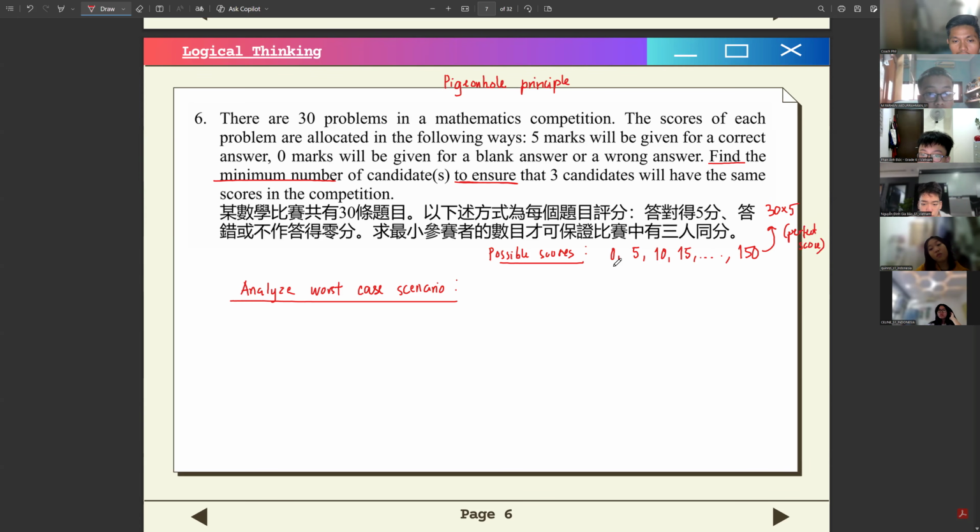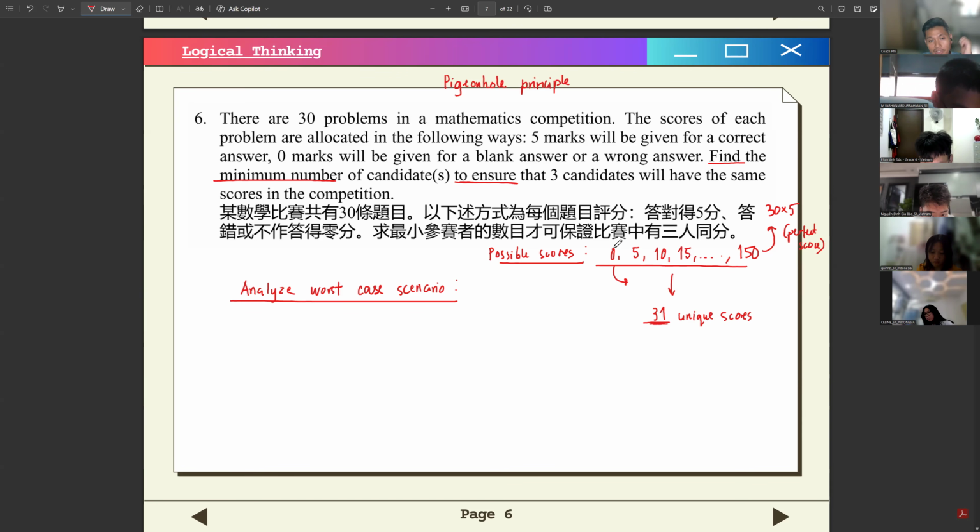This is if you are perfect 0, no? You have no correct answers. So these are the possible scores. So how many unique scores do we have in total? There's 31, right? 31 possible scores. Why is it 31? From 5 to 150, those are just the 30 multiples of 5, but we have to include 0. So that's an additional unique score. So there's 31 numbers here, 31 possible scores.